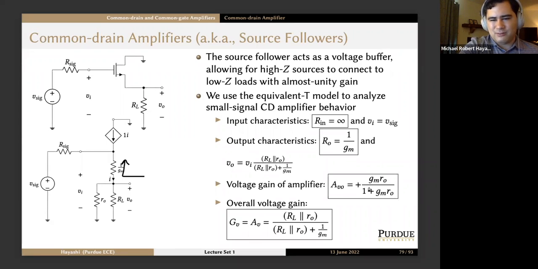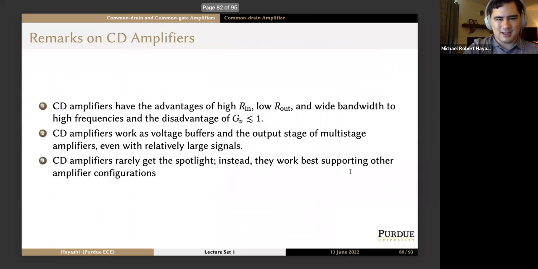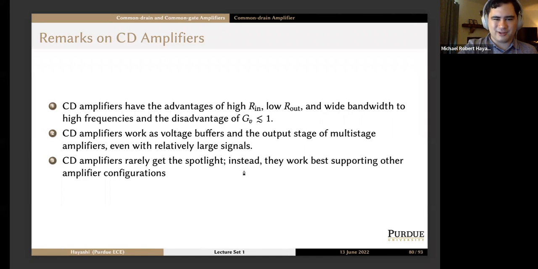And notice that GM over 1 plus GMRO is saying, hey, this is like having 49 over 1 plus 49. So this is a number that's less than, but mostly equal to 1. And basically we say that here. CD amplifiers have the advantages of high input resistance, low output resistance, and wide bandwidth. The disadvantage is the gain is just slightly less than 1. It's a voltage buffer in the output stage of multi-stage amplifiers, even for relatively large signals, so it works really well at that. They rarely get the spotlight. Instead, they work best supporting other amplifier configurations.